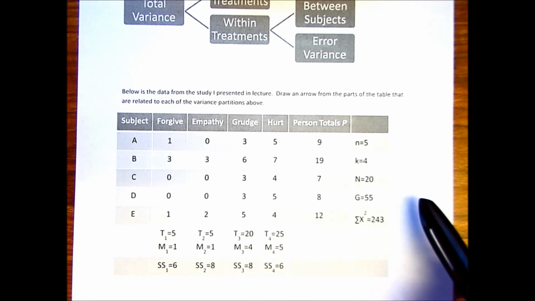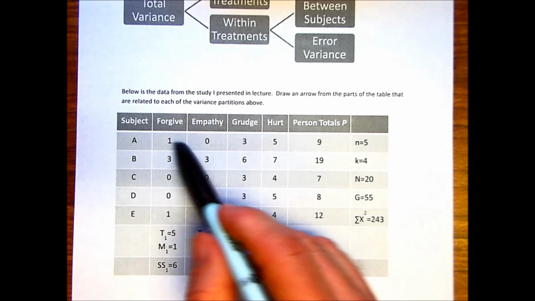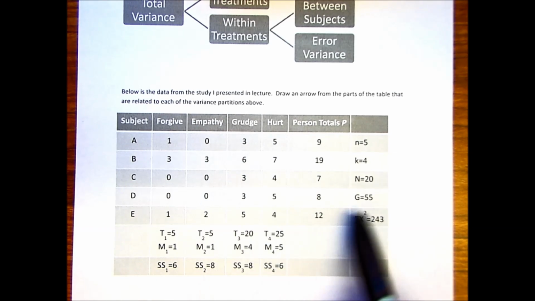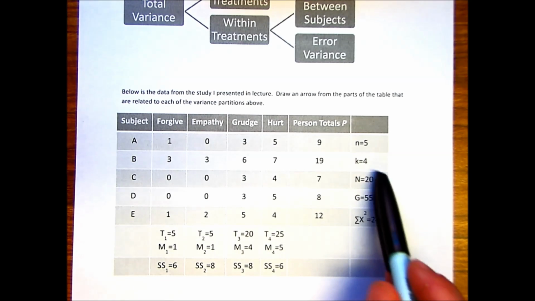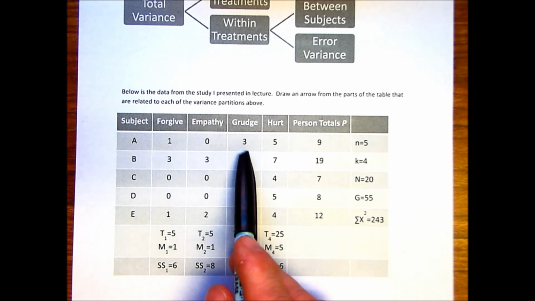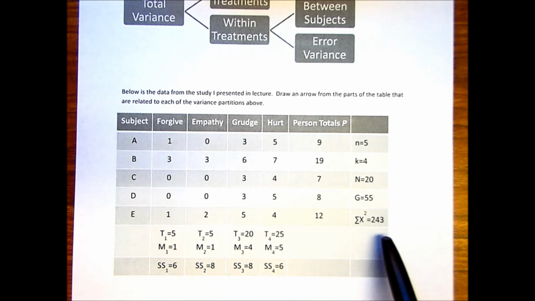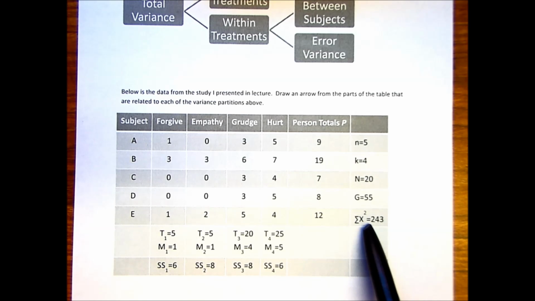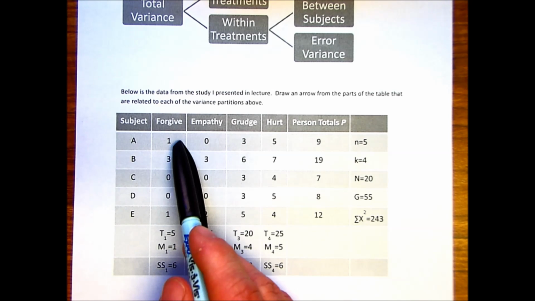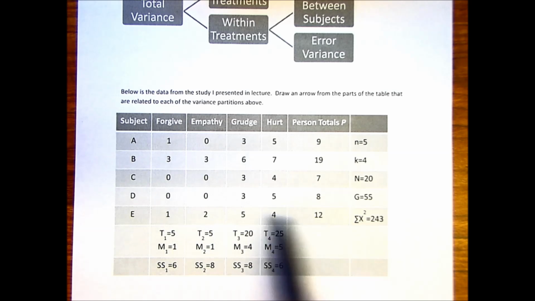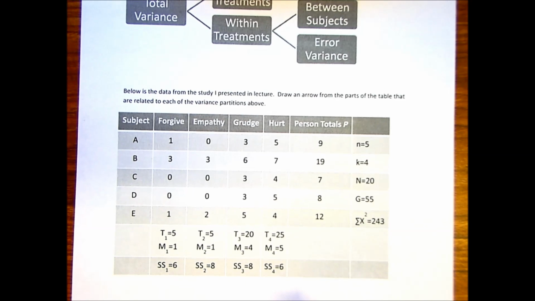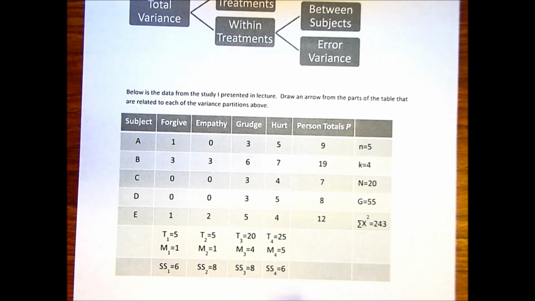That's our capital N. G is the same. If we add up all these different scores, it adds up to 55. K is the same, the number of conditions that we have, and that's 4. And then what I've already done for us here is taken each score, squared it, and added it up. That's the sum of x squared piece that we do for the first part of the sum of squares formula.